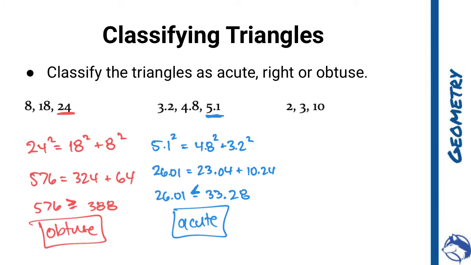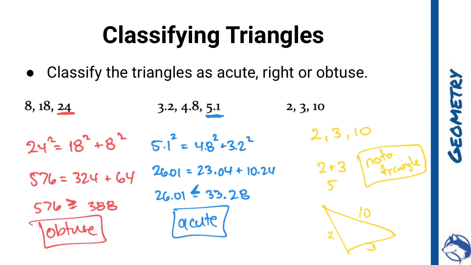And then we've got 2, 3, and 10. Well, if we think about it, if we do 2 plus 3, that's 5. There's no way that we can have a triangle here, so this one is not a triangle, because that 10 is going to be longer than the other two sides, 2 and 3. So this really wouldn't make sense. We wouldn't be able to have this. This is not a triangle.